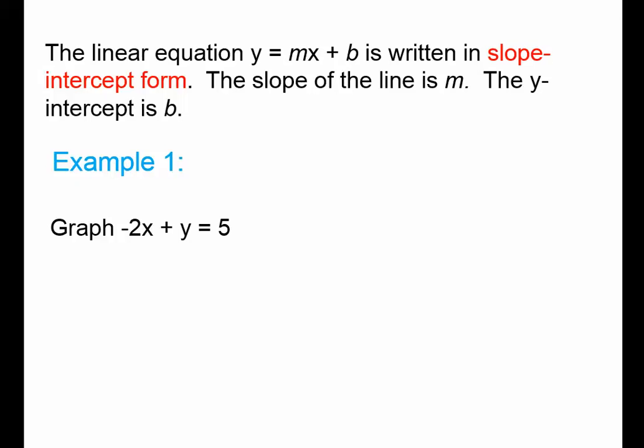I'm asking you to go ahead and graph -2x plus y equals 5. And notice, is that guy in slope-intercept form? The answer is no, he is not. So you're going to have to put him in slope-intercept form first. So get y by itself, it's function form. Get y by itself, and then you'll be able to tell what your slope and y-intercept are. Once you've done that, go ahead and graph this guy on your graph paper.